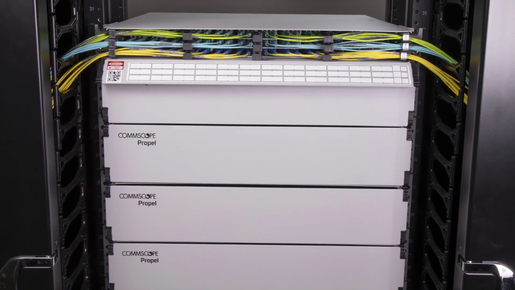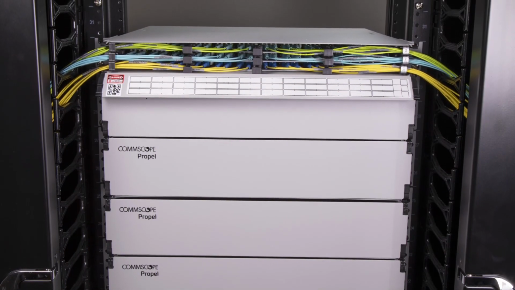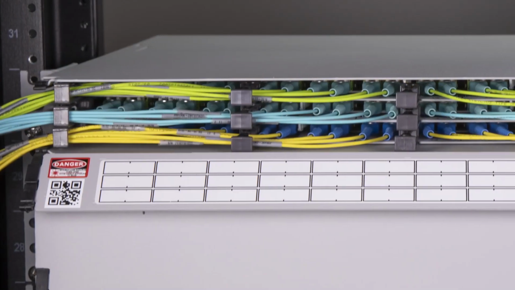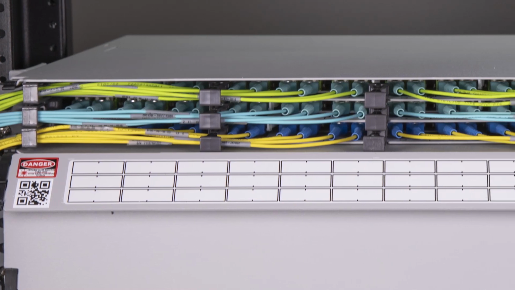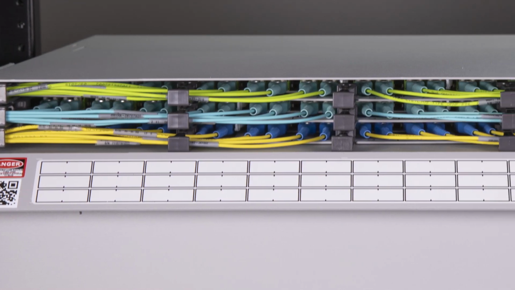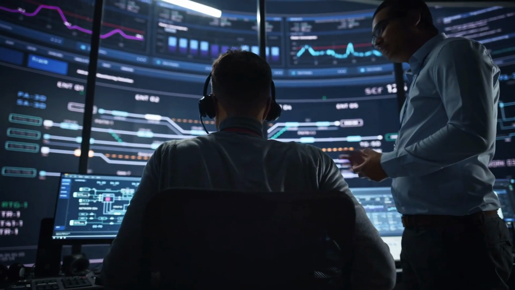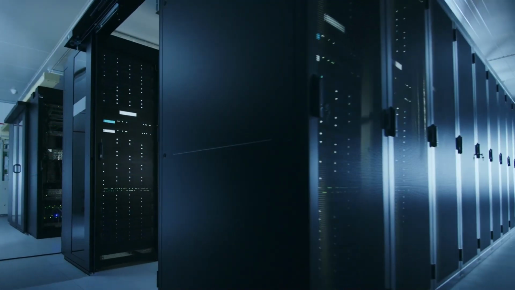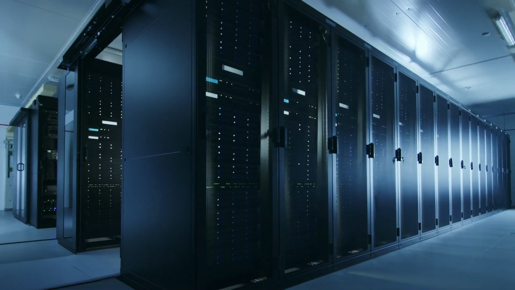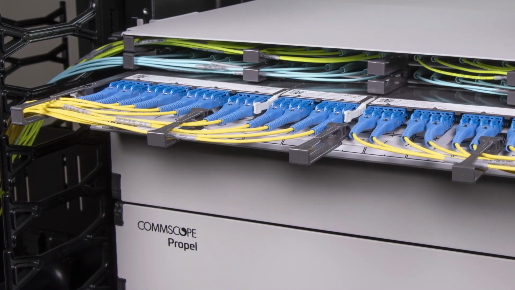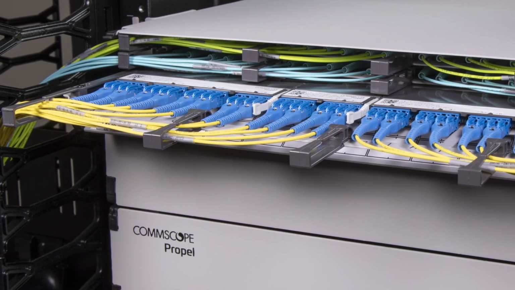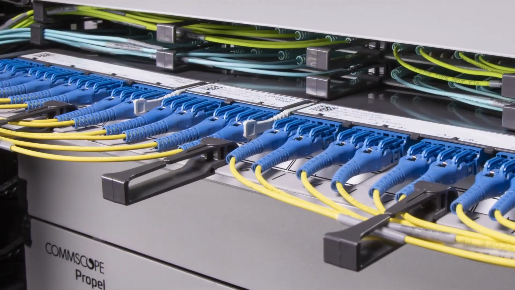Since the Propel system uses ultra-low loss connectivity across the portfolio, multiple network generations can be supported using the same cabling. This performance is critical to support the migration to higher data speeds, such as 40G, 100G, and beyond. The Propel fiber platform ensures that your network infrastructure is ready to handle next-generation bandwidth requirements.